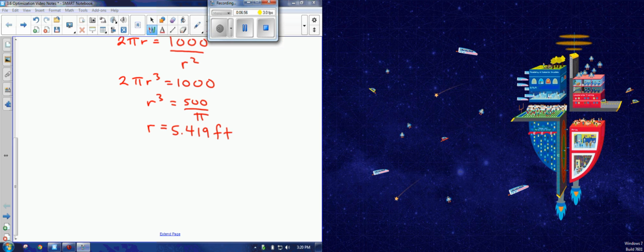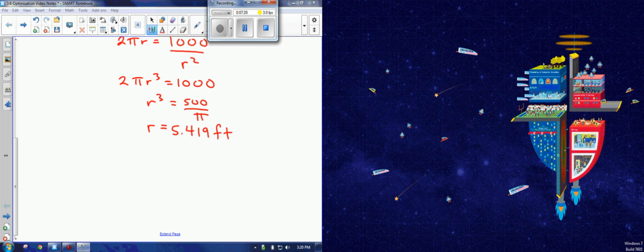So here's our r, and now what we want to do, and I'm going to kind of go through a tutorial on the calculator as well, is we want to make sure that this is in fact a minimum value. So what this tells us is that when the radius is 5.419 feet, we have a minimum surface area. So out of all other options of the radius, within a 500 cubic feet limit, that is where we would have the smallest surface area of our cylinder.